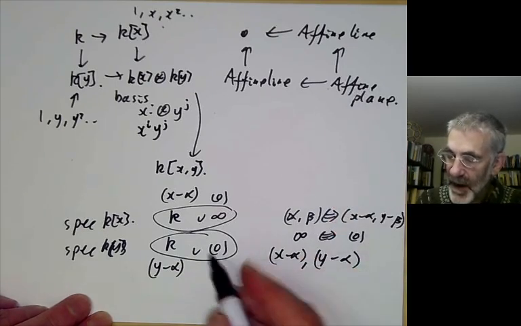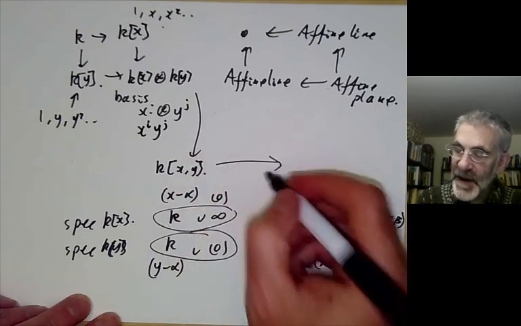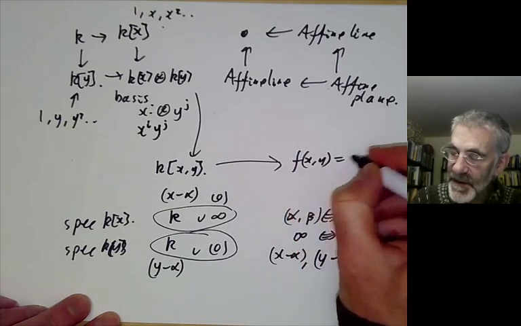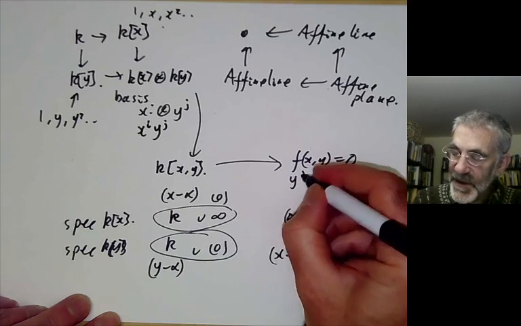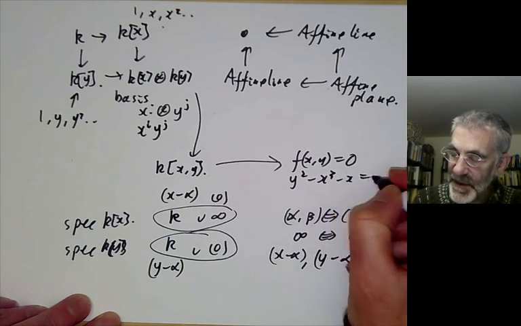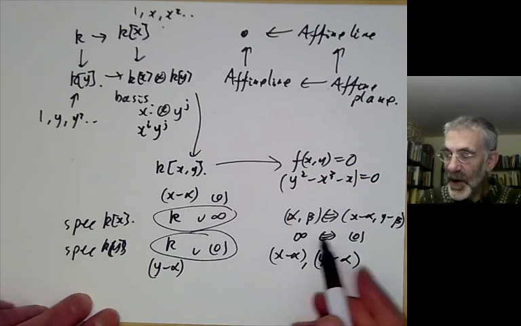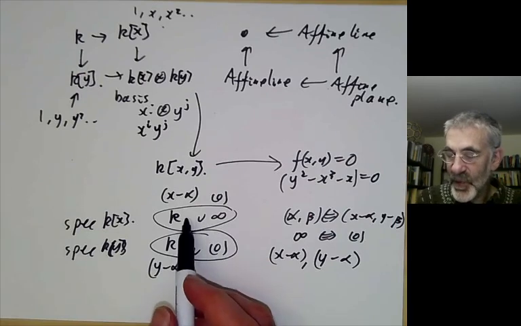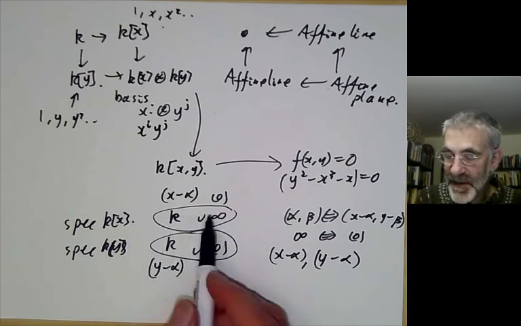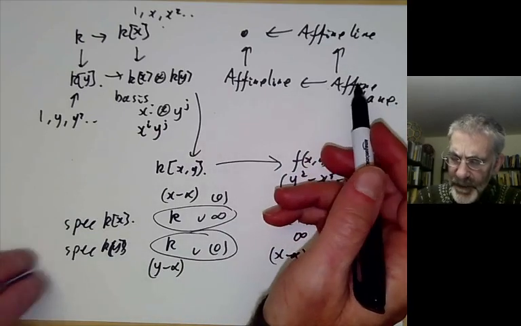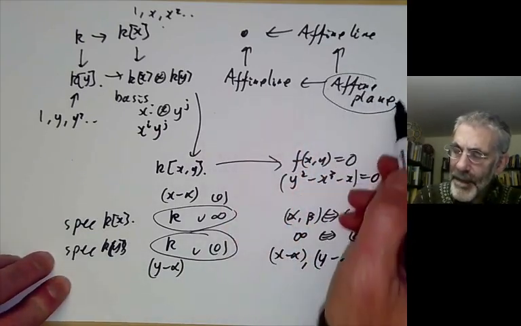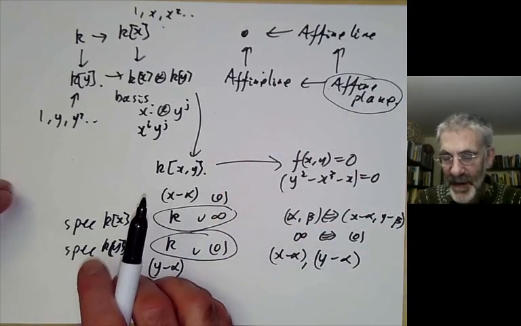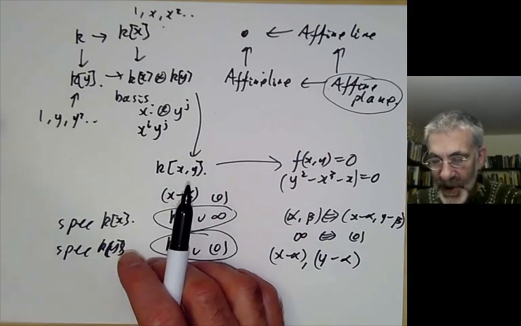For example, the ring of polynomials in two variables has lots of other prime ideals. For instance, we could just take f(x, y) equals 0 for some irreducible polynomial, say y squared minus x cubed minus x equals 0. So there are loads of other points of the spectrum of this ring here that don't come from a product of a point in this spectrum and this spectrum. So the product of two affine lines being an affine plane is more subtle than you might expect from analogy with general topology.